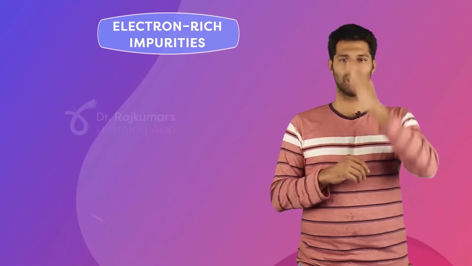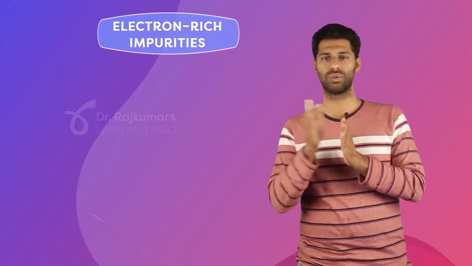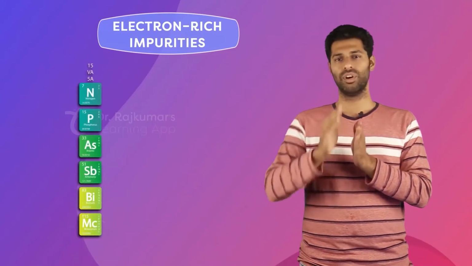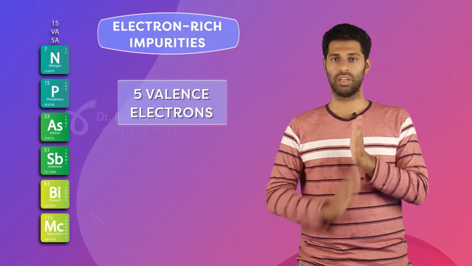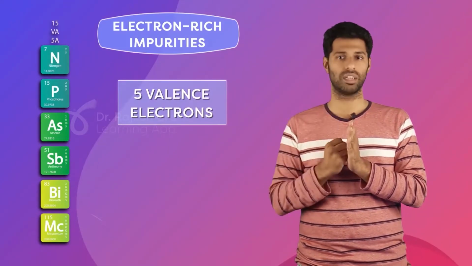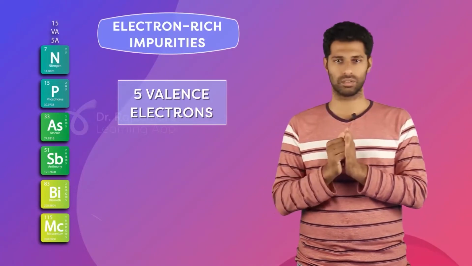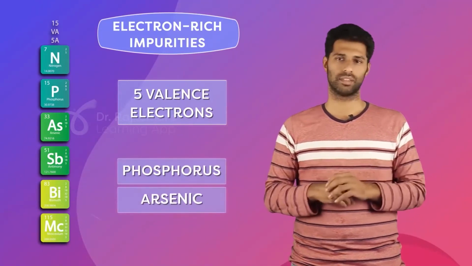Now we know that the group 14 elements are your semiconductors. Let us move to the next group, that is group 15 elements. When you come to group 15 elements, you know that they have 5 valence electrons. That means they have an extra electron which is making it a bit unstable. That is, they are good conductors. Some examples of group 15 elements are phosphorus, arsenic.